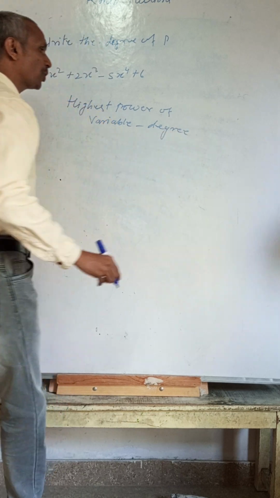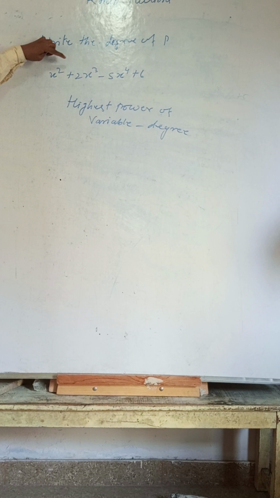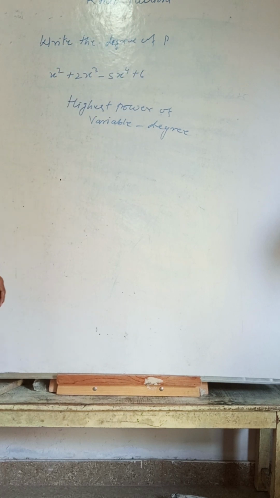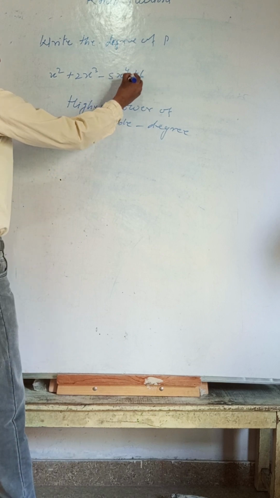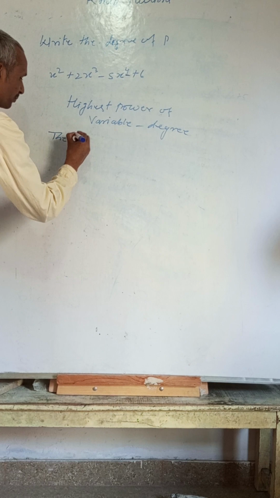So in this given polynomial, which is the highest power? Here 2 is there, here 3 is there, here 4 is there, here nothing is there. So which is the highest? 4 is the highest. So now you are going to write the answer, the degree of the given polynomial.